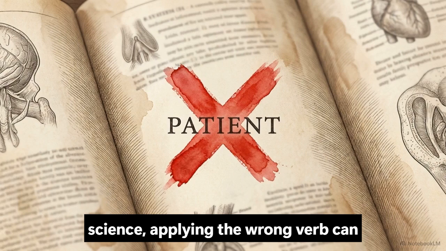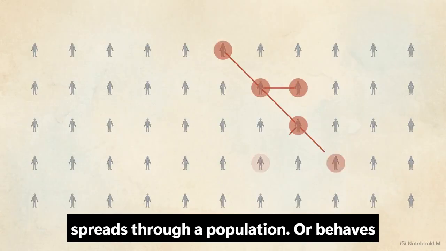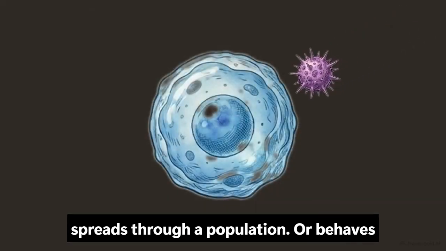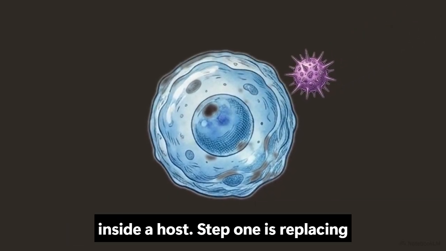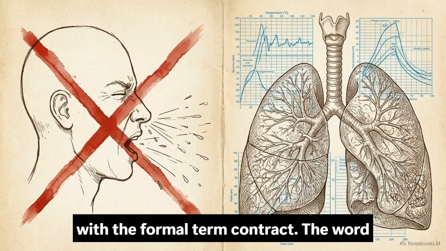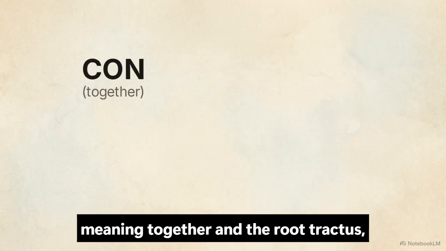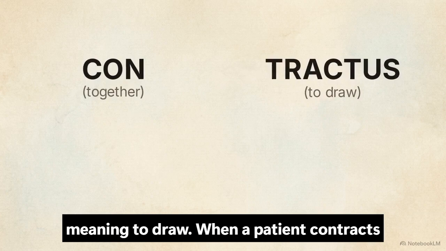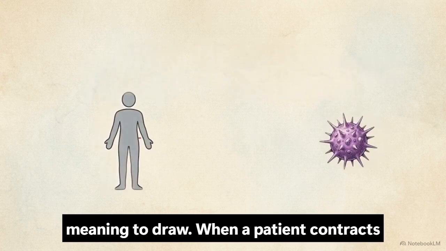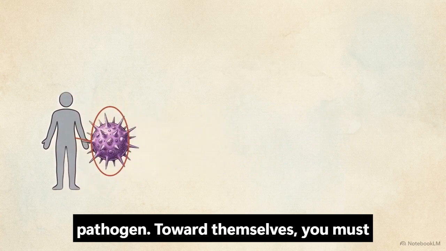Because in medical science, applying the wrong verb can completely misrepresent how a disease spreads through a population or behaves inside a host. Step 1 is replacing the casual concept of catching an illness with the formal term, contract. The word originates from the Latin prefix con, meaning together, and the root tractus, meaning to draw. When a patient contracts a disease, they are metaphorically pulling the pathogen toward themselves.